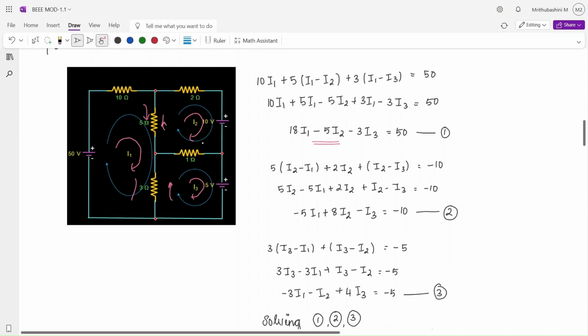Next, you are moving on to the next mesh, which is this. So here you will have 5 into (I2 minus I1). When you are taking this mesh, you have to consider I2 as positive here. So 5 into (I2 minus I1) plus 2 into I2. Here it is plus 10 because it goes from positive to negative. Plus 1 into (I2 minus I3), because I2 is going in this clockwise direction and I3 is going in this anti-clockwise direction. So when you are solving this equation, I hope it is clear.